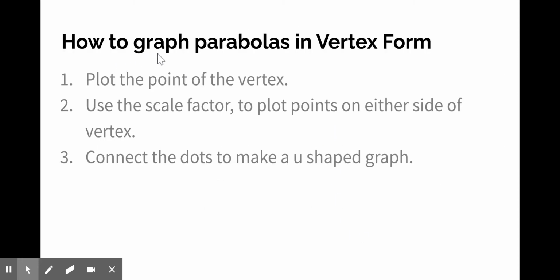So how to graph parabolas in vertex form. Your first step is plot the point of the vertex. Your second step is use the scale factor to plot points on either side of the vertex. And then your third step is connect the dots to make a U-shaped graph.